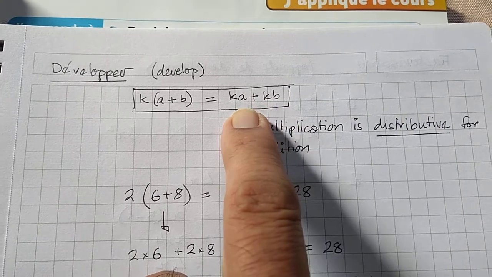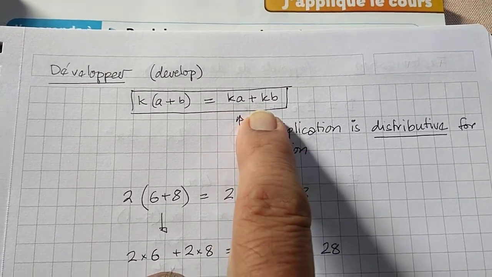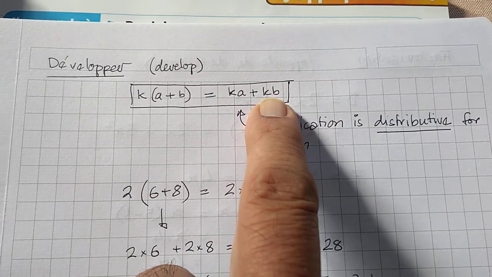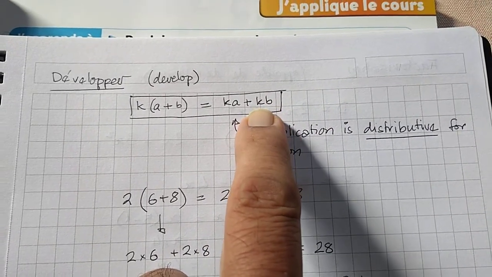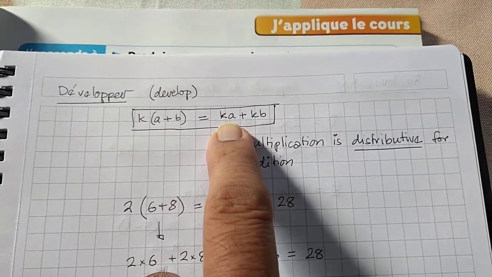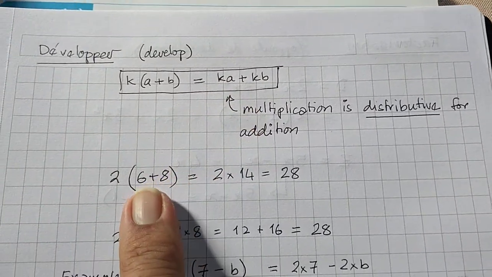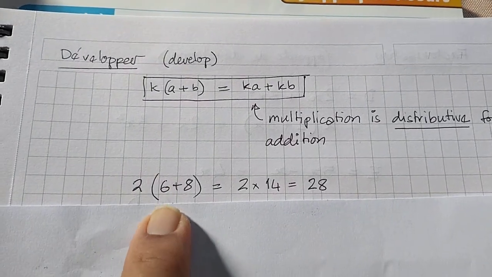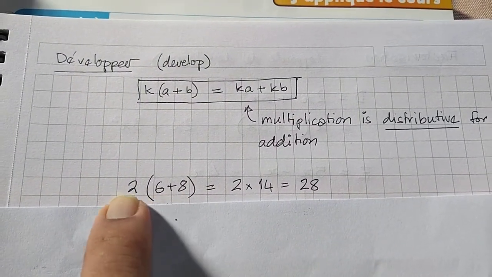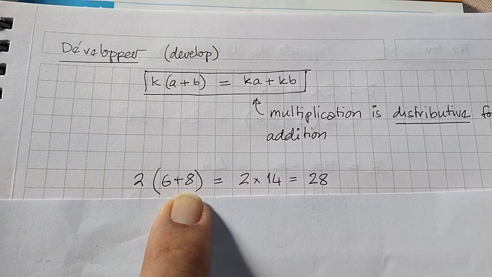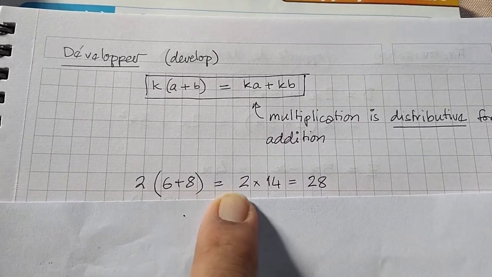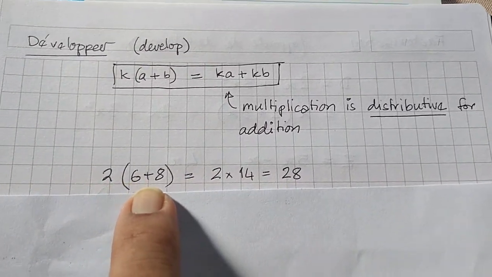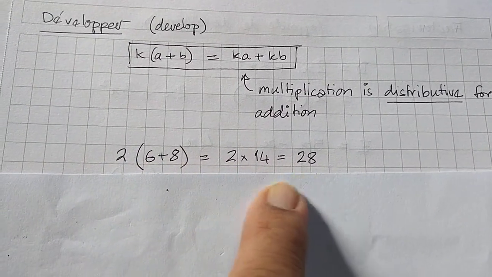You can also write this as AK plus BK. Here the order you put is not significant, and there is no convention for which you should put first. So if we take here 2 into 6 plus 8, what can you do? If you look at this logically, you will first do 6 plus 8. This is 2 into 14, which is 28. Correct? 2 into 14 is 28.